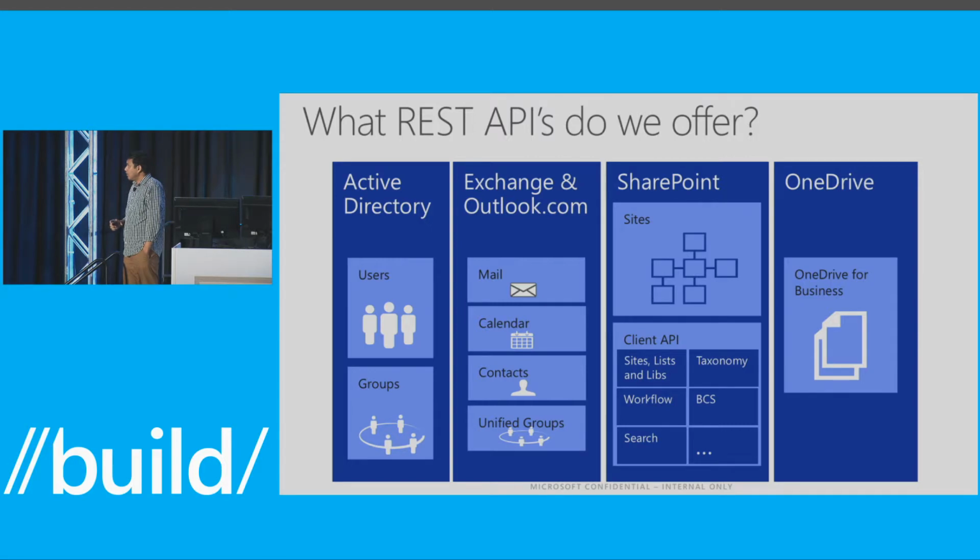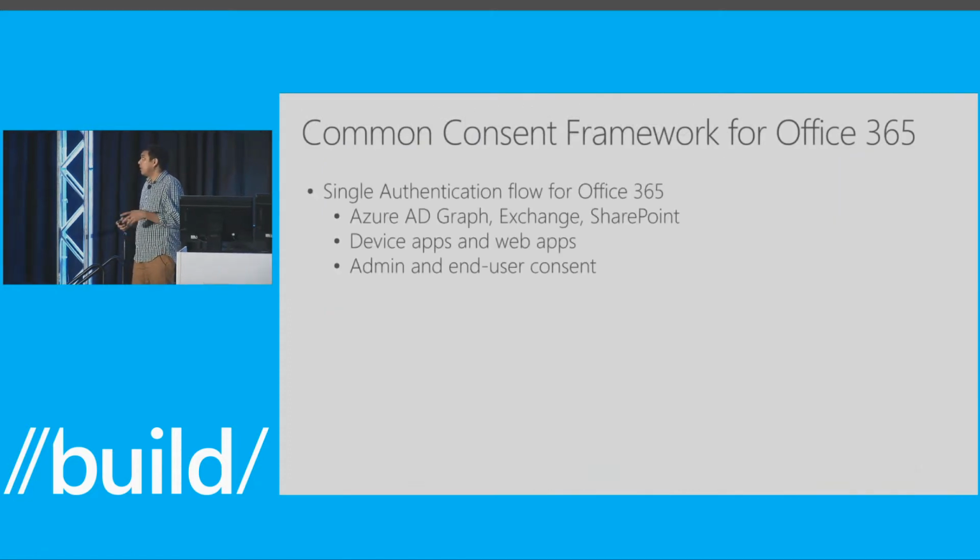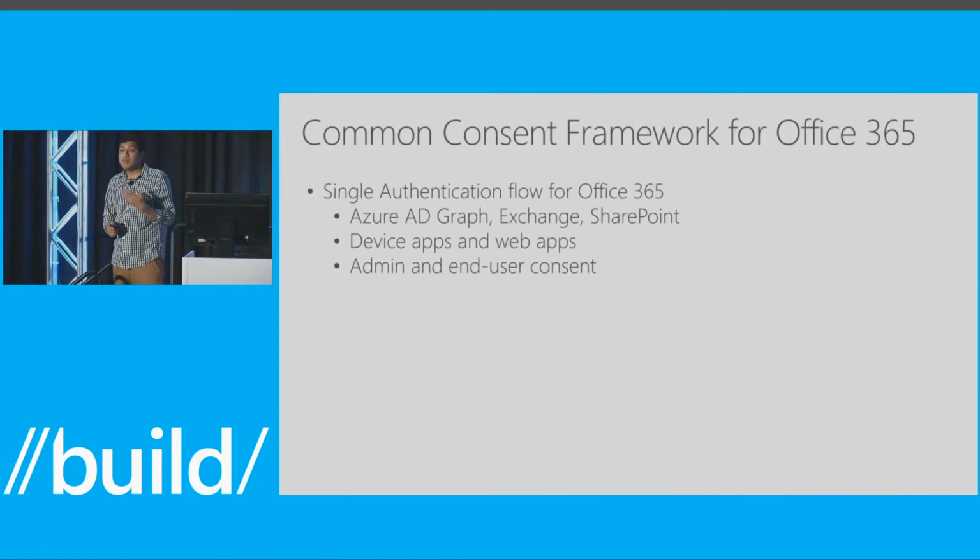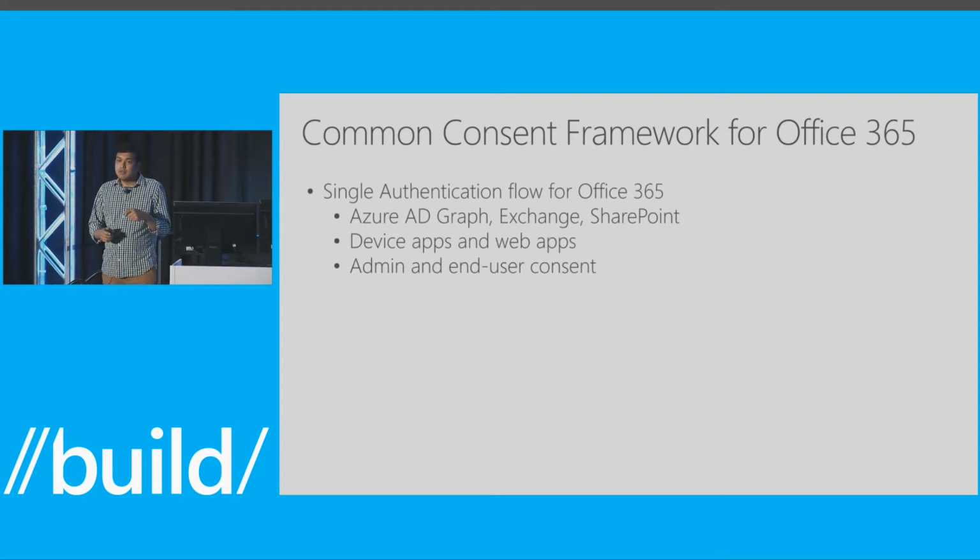So one thing that it shows you is that the list is large, and it's really growing. The goal is that we want to basically have a single authentication and single programming model to access all these APIs, so that you don't have to relearn how to program or get access to these different workloads every time you want to, say, work with Exchange or want to work with OneDrive.